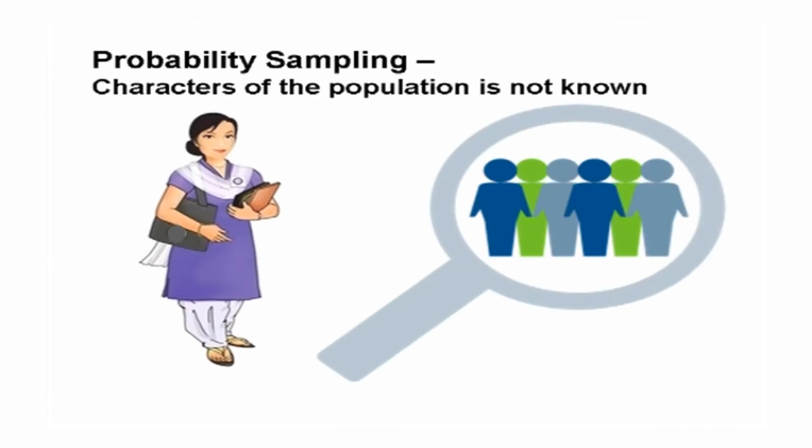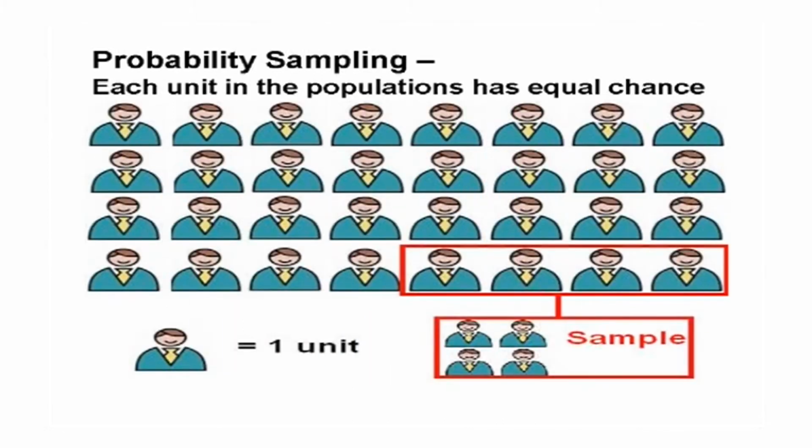Sampling methods can be broadly divided into two types: probability sampling and non-probability sampling. First, we will see what we mean by probability sampling. Probability sampling is used when the investigator is not sure of the characteristics of the population and does not have enough information, but could only guess. In probability sampling, each element or unit in the population has an equal chance of being included in the sample.